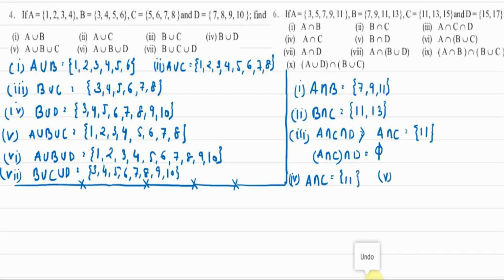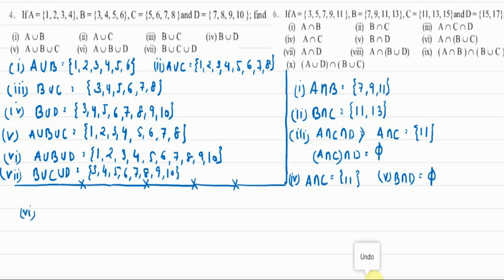Now the fifth part is B intersection D. So B has elements 7, 9, 11, 13. Again D has 15 and 17. There is no common element, so the intersection will be an empty set, that is φ. Okay, now we are doing the sixth part over here.